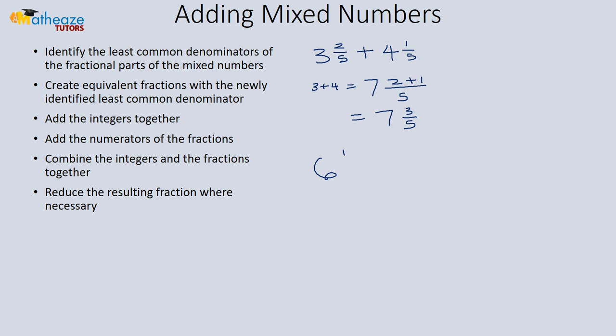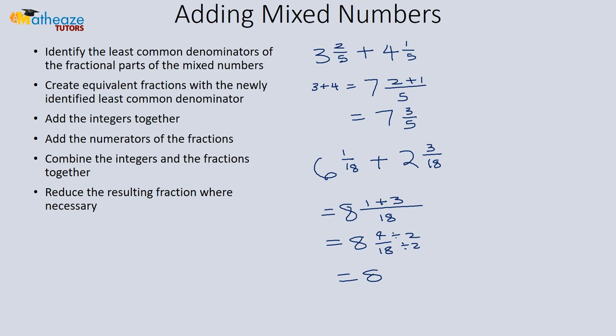One more. 6 1/18 plus 2 3/18. So we're going to add up the integers first. So 6 plus 2 is going to give us 8. And now we have a common denominator of 18. So 1 plus 3 gives us 8 4/18. We can reduce 4/18 by dividing by 2.